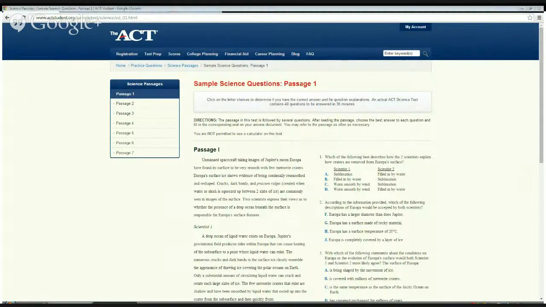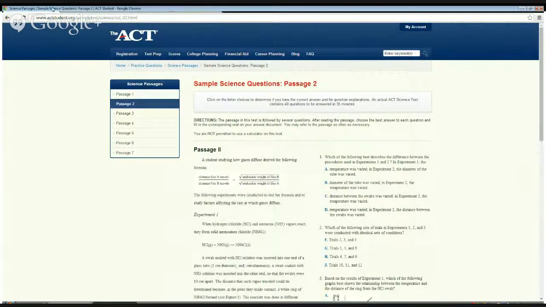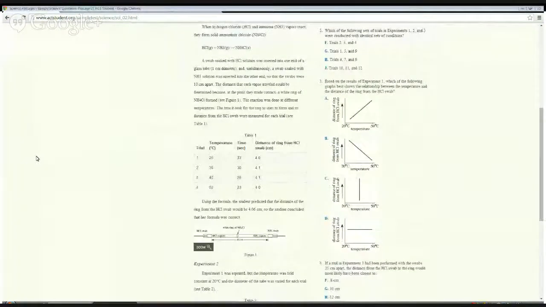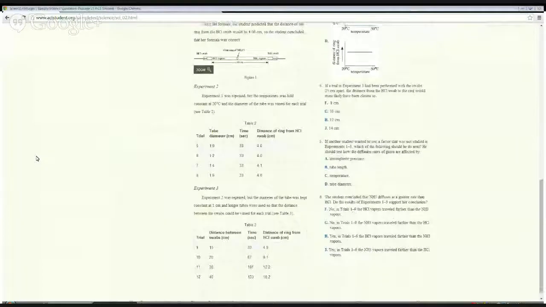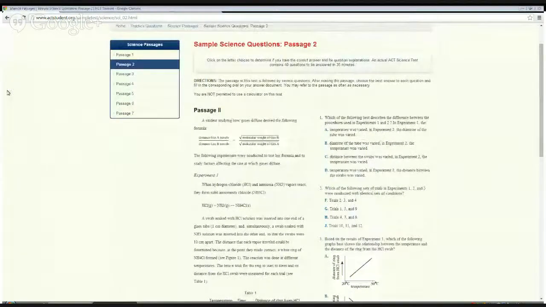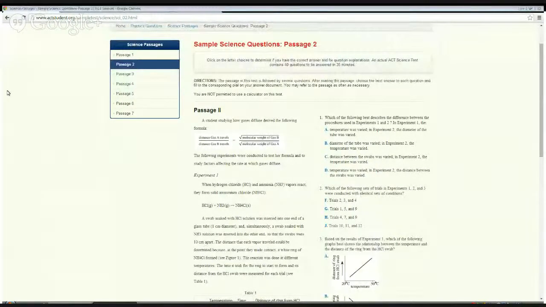So now let's look at passage 2. Kind of dissect that one a little bit. Right away, let's look at how many questions. This will tell us what kind of passage it is. There's 1, 2, 3, 4, 5, 6. So it's research summaries, right? They're going to tell us about an experiment and ask us some questions about it.